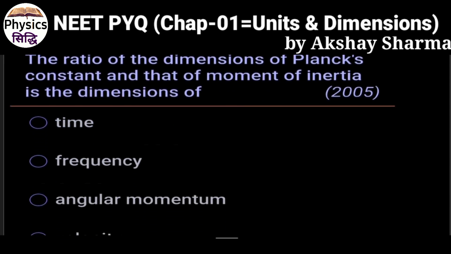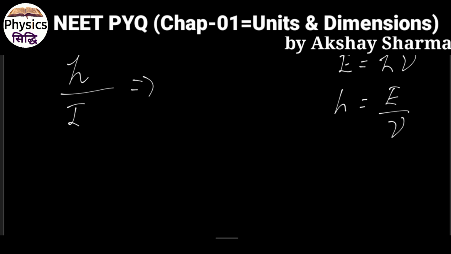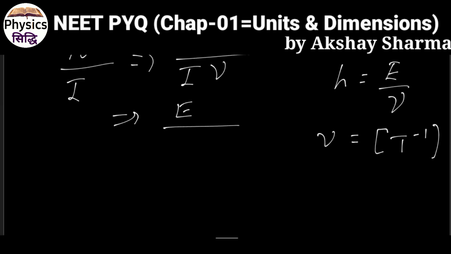Now next, the ratio of the dimension of Planck constant and that of moment of inertia is the dimension of. So let's see, the ratio of Planck constant to I, H upon I. It means the dimension of H and the dimension of I. So we have to remember that E becomes h nu, means H becomes E upon nu, and nu is frequency having the dimension T to the power minus 1. So H upon I becomes E upon I into nu, and I is the moment of inertia, that is m r square into nu.